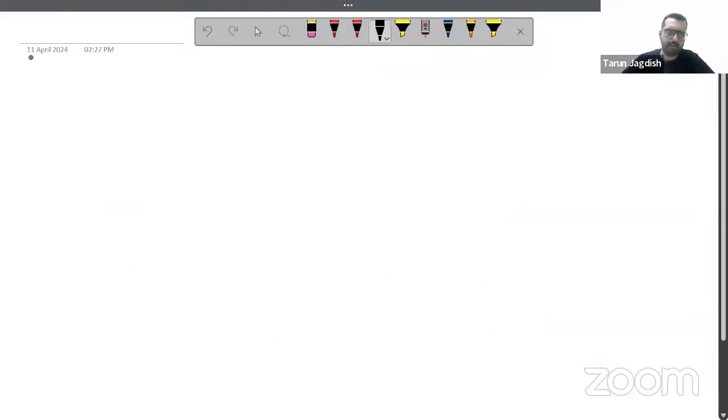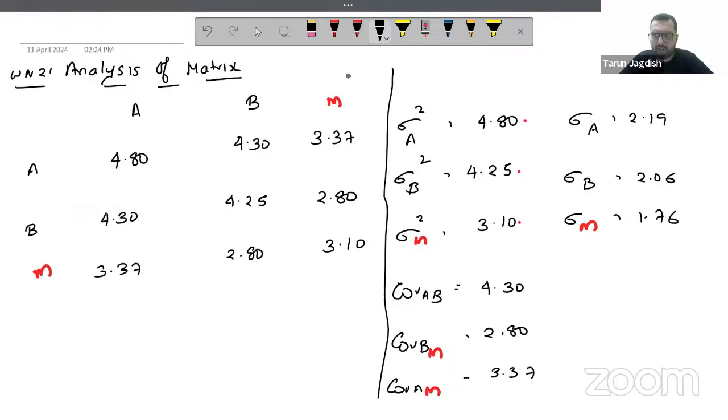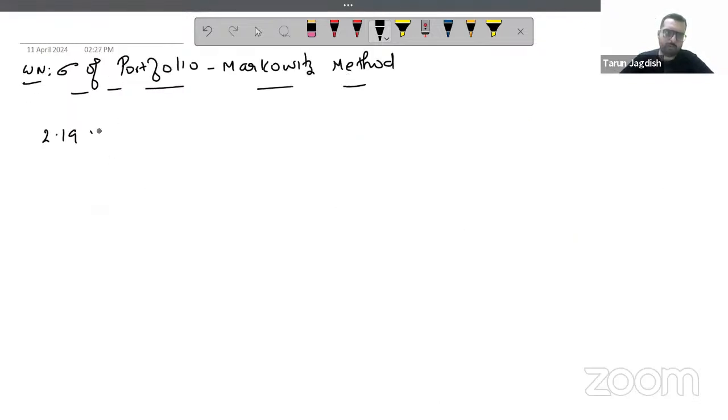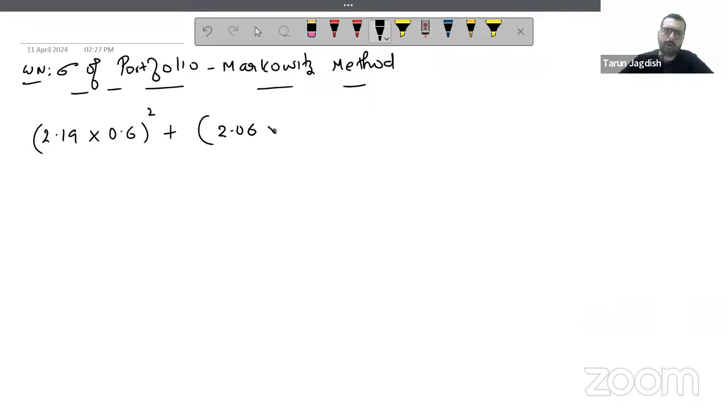So I'll write down next working note. Standard deviation of the portfolio. So how do I find out the standard deviation of the portfolio? I can use Markowitz method. Okay. So here I will use standard deviation of A, that is 2.19. 2.19 into 0.6 the whole square plus standard deviation of B is 2.06. 2.06 into 0.4 the whole square plus 2 into 2.19 into 2.06 into 0.6 into 0.4 into correlation.